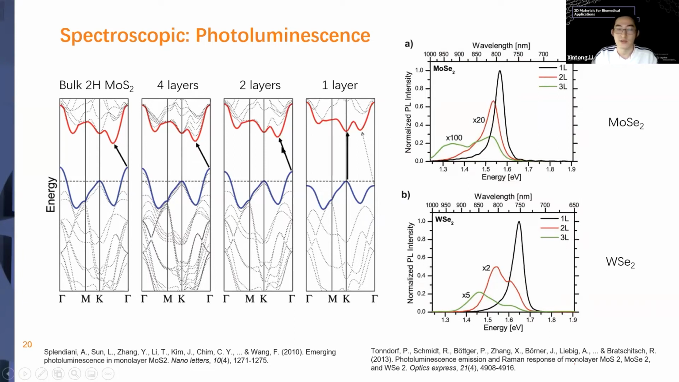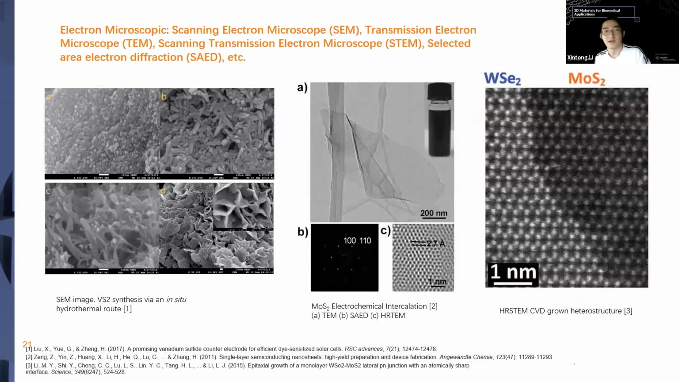And this method is also used for determining the defect level and crystal quality of the material. But that usually requires an ultra low temperature, like low temperature photoluminescence. And then, of course, there are other methods that we can use to directly image the sample. For example, using electron microscope.